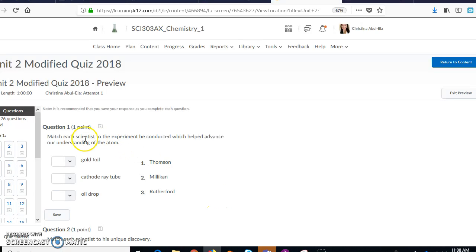Question number 1. Match each scientist to the experiment he conducted which helped advance our understanding of the atom. We have gold foil, cathode ray tube, oil drop, and Thomson, Millikan, Rutherford.